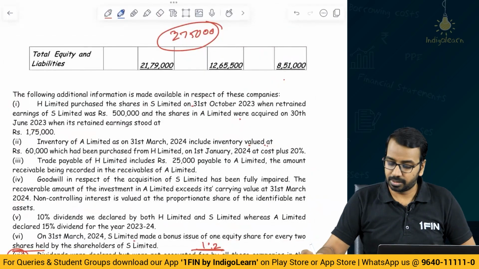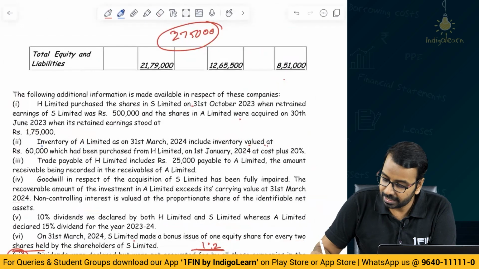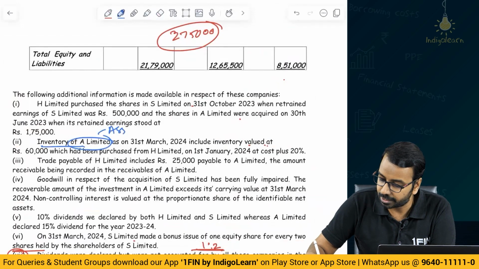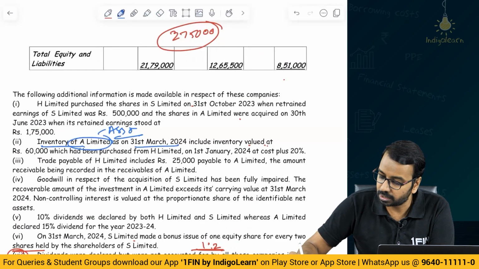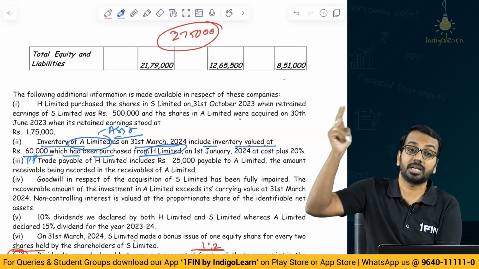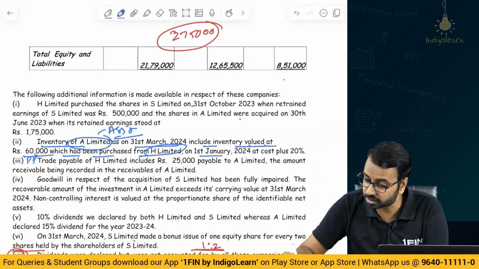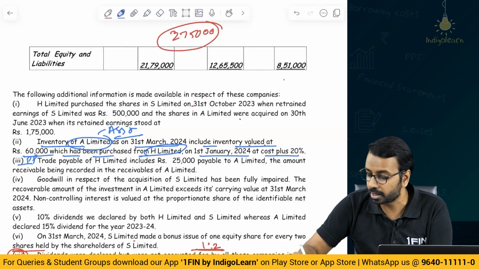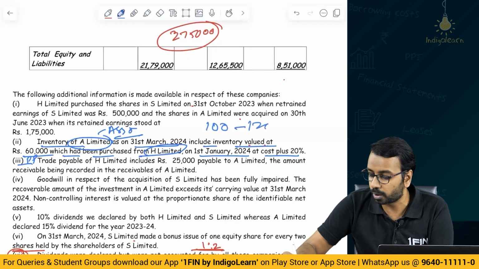Now, what we will do? We will look at other adjustments. Inventory of A Limited. Who is A? A is our associate. As on 31st March, include inventory valued at 60,000. So, this is the purchase price which had been purchased from H Limited. So, the holding company has sold to the associate on 1st of January at cost plus 20%. Means what? Cost is 100, selling price is 120, profit is 20. So, selling price is 120, for 60,000 how much is the profit?